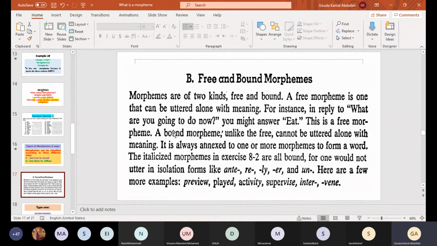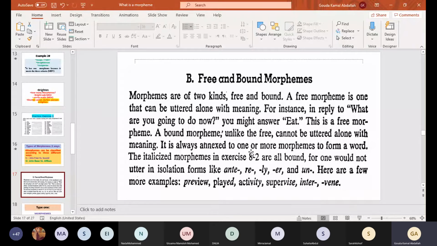While a bound morpheme is totally opposite: unlike the free one, it cannot be uttered alone. That's why it is always annexed to, attached to, connected to one or more morphemes to form a word. For example, the morphemes anti, re, ly at the end of a word, er at the end, or un at the beginning, all of them are bound morphemes. Why? Because they cannot stand alone.